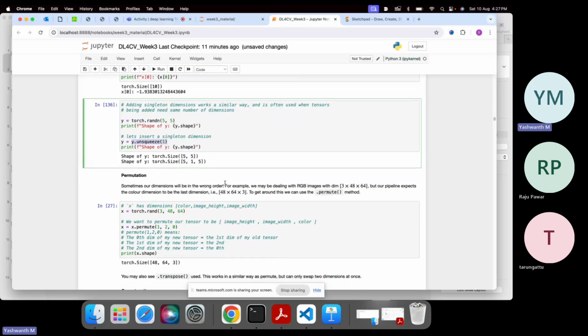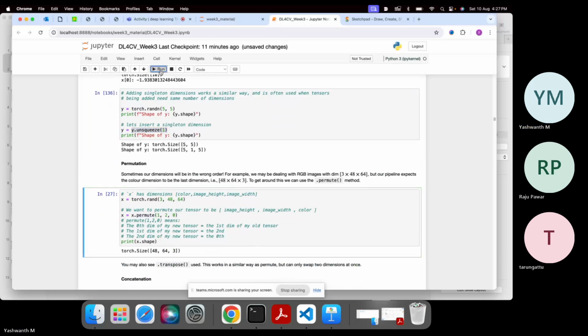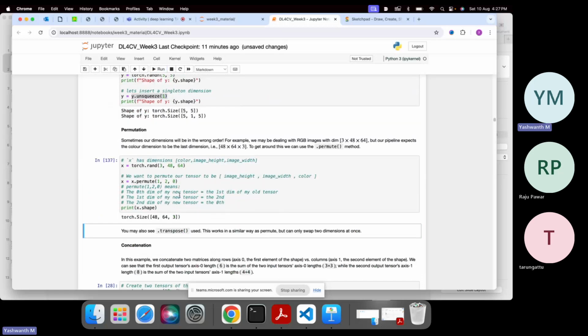Now we want to swap the axes or do transpose operations. It's very simple to do in torch. You just have to permute the indices. That's it. So what I meant is this: if the input tensor is 3 cross 48 cross 64, after permuting, it will be 48 because the first index is 48 here, then 64, and this is 3. Last is 0. That's why the shape is like this.